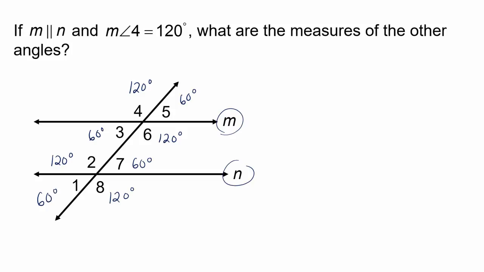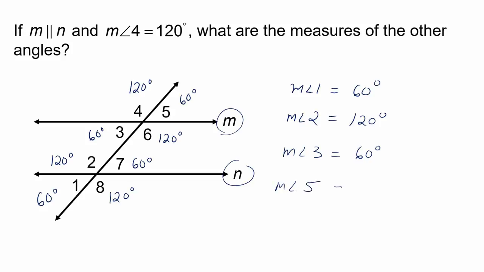So listing them in order, we now know that the measure of angle 1 is 60 degrees. The measure of angle 2 is 120 degrees. The measure of angle 3 is equal to 60 degrees. The measure of angle 4 was given in the problem. The measure of angle 5 is equal to 60 degrees.